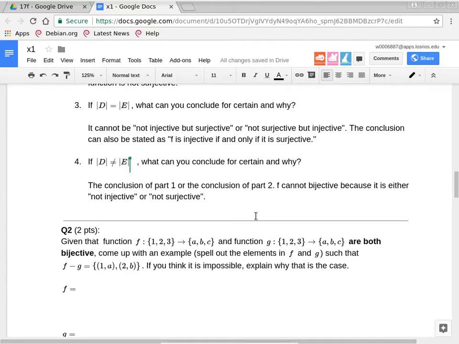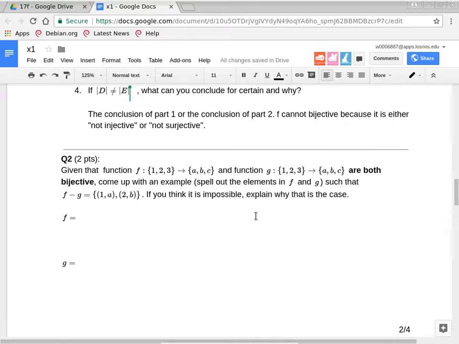Moving on to question number 2. Given that function f, now this one is an interesting question too. The question is saying, I did not know what you were asking. I was so confused. So let's read the question carefully and see if we can decipher it. Given that function f is mapping the set 1, 2, 3 as domain to the set ABC as codomain, and function g is mapping 1, 2, 3 to ABC as well.